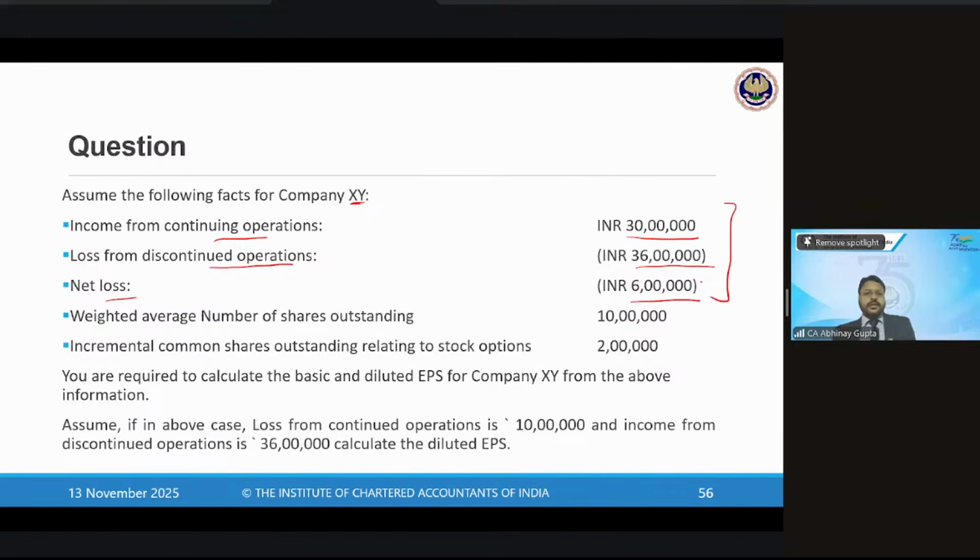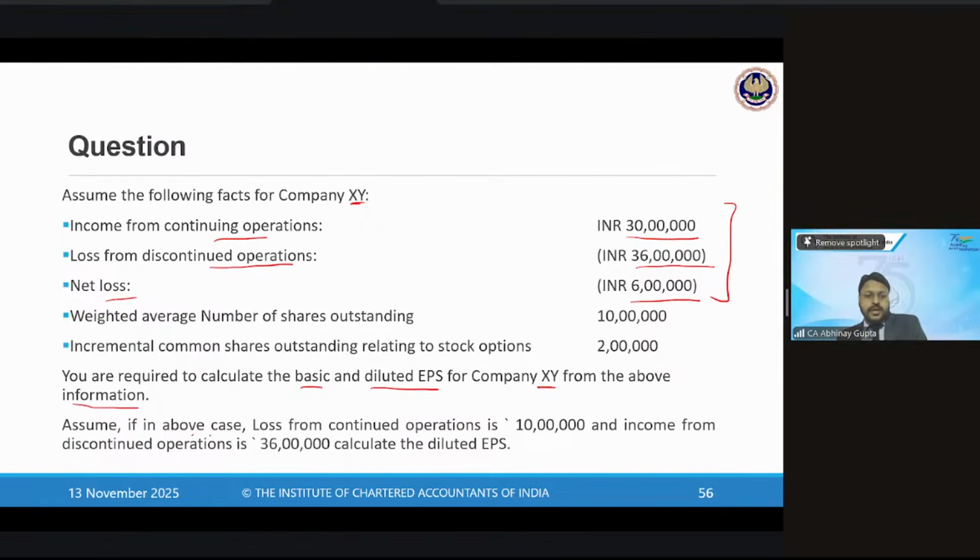Facts. 30 lakh is the profit from continuing operations and 36 lakh is the loss from discontinued operations. So overall P&L of the company is 6 lakh negative. Clear? Weighted average number of shares outstanding for the company is 10 lakh. Incremental common shares outstanding related to the stock options is 2 lakh. You are required to calculate the basic and the diluted earning per share for company XY from the above information.